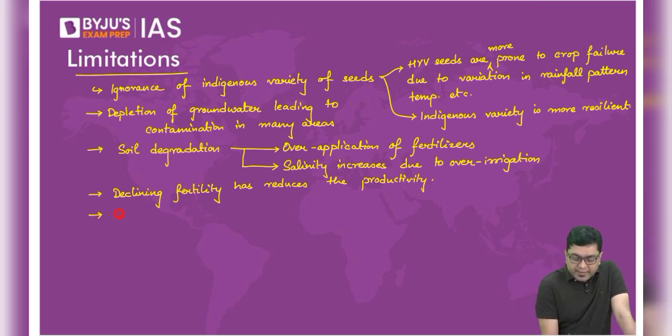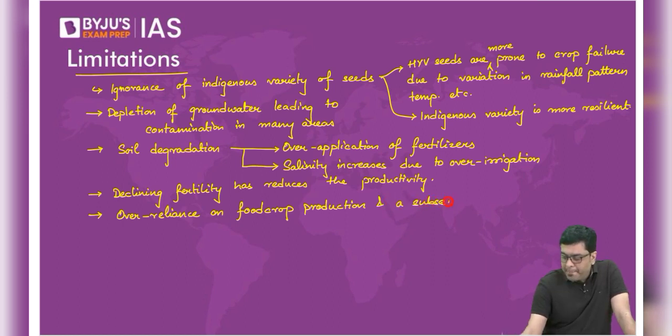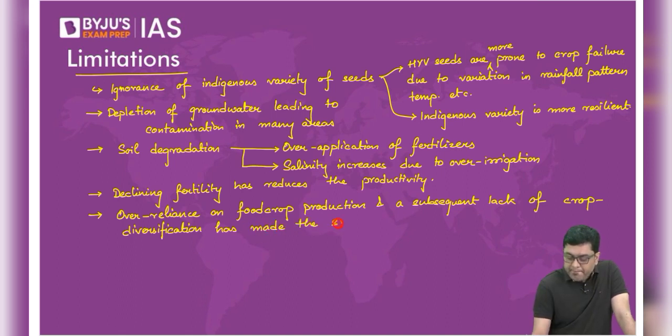Other than that, over-reliance on food crop production and a subsequent lack of crop diversification, right? This has made the soil infertile and reduced our production variety.